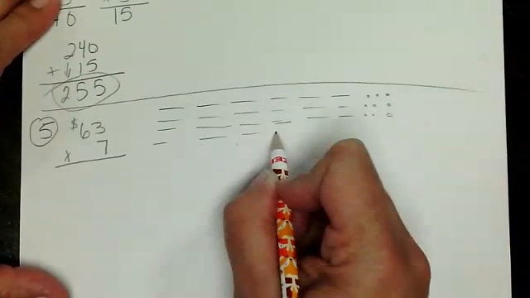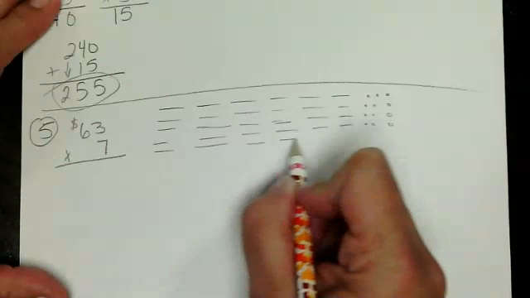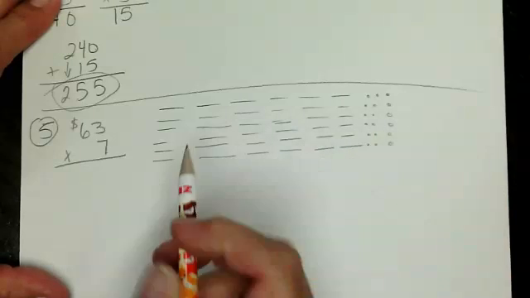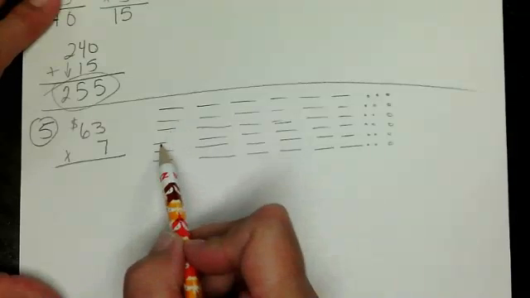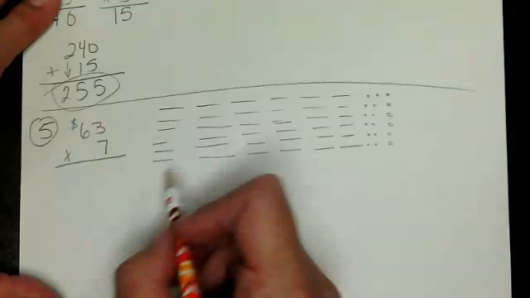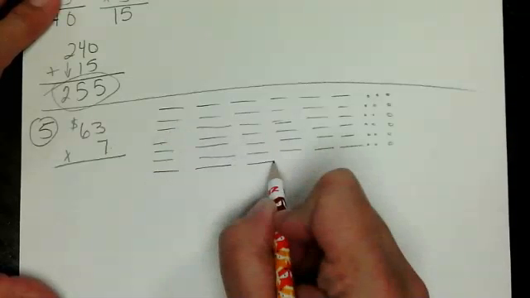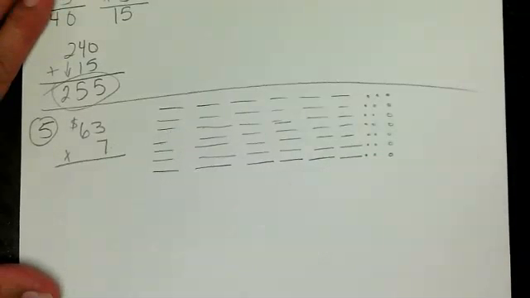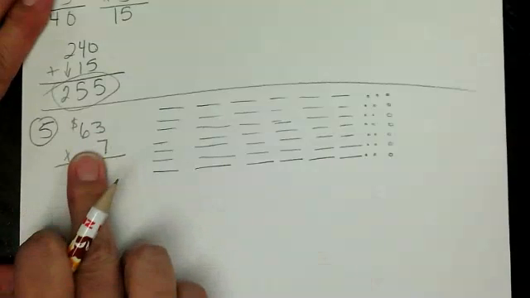How many groups is that so far? Only 6 groups. One more group to go because I need 7. All right. I have my base 10 block model of 63 times 7.